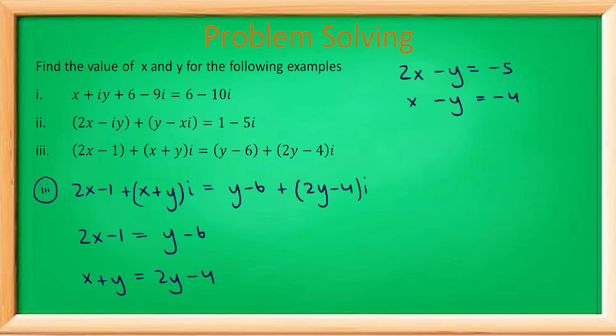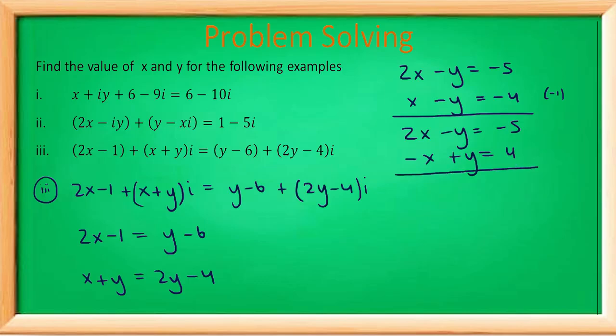I'm going to multiply the bottom line by minus 1 to change all of the signs. So the top line is going to stay the same. And now I'm going to have negative x plus y is equal to 4. I've done this because I want my y's to cancel again. So 2x minus x is just going to give me x, and negative 5 plus 4 is going to give me minus 1. Now I have my value for x.